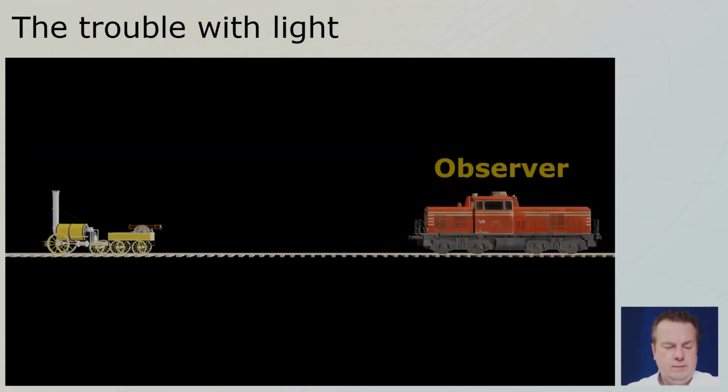Here I have a setup. There's a track, and on the left there is an old-fashioned train with a cannon. And the cannon has a bullet in it, and it will fire the bullet at the other train on the right, the red train. And this is what I call the observer. And the observer is going to look at the bullet. Or, well, maybe it's a tennis ball, something like that.